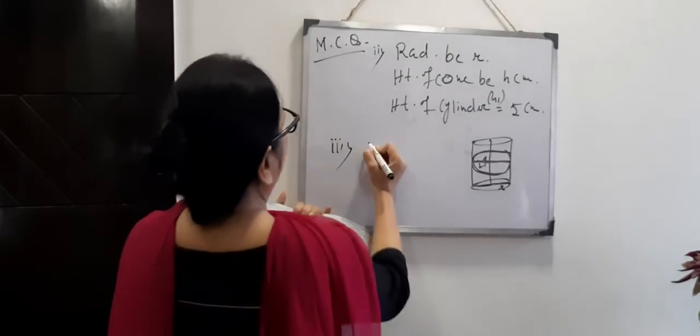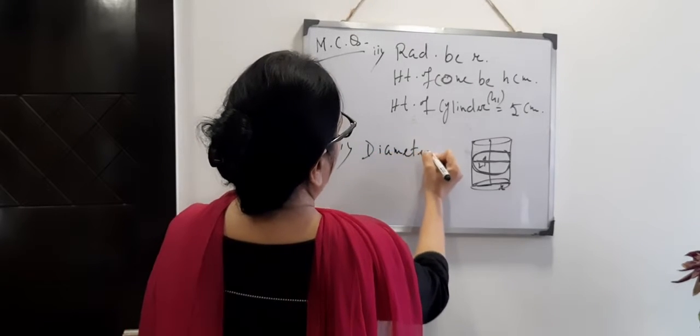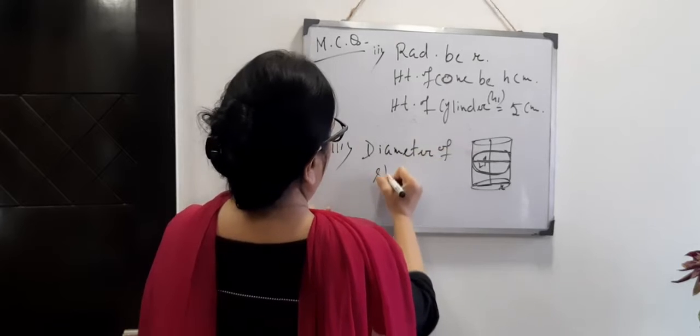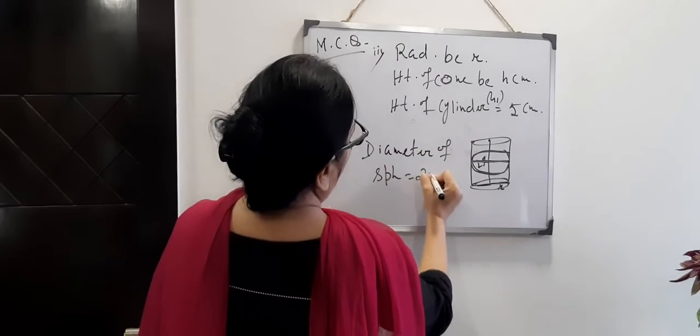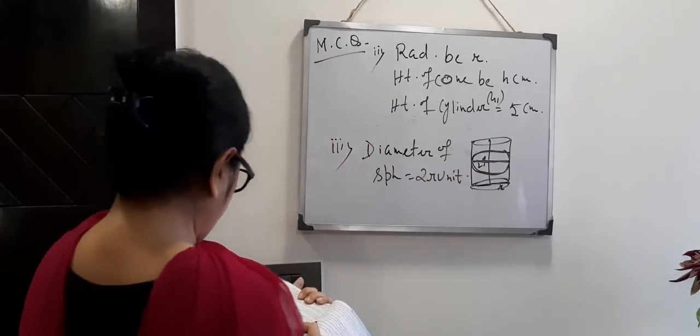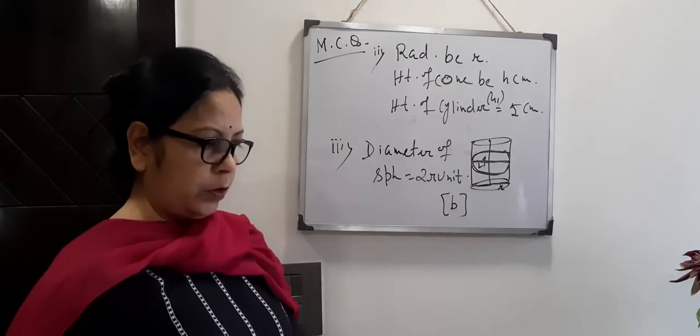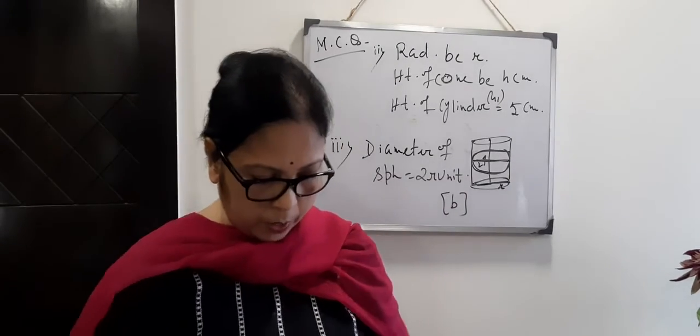Clear? So diameter of sphere 2r unit. Your option B. That is your option B. Now number 4.